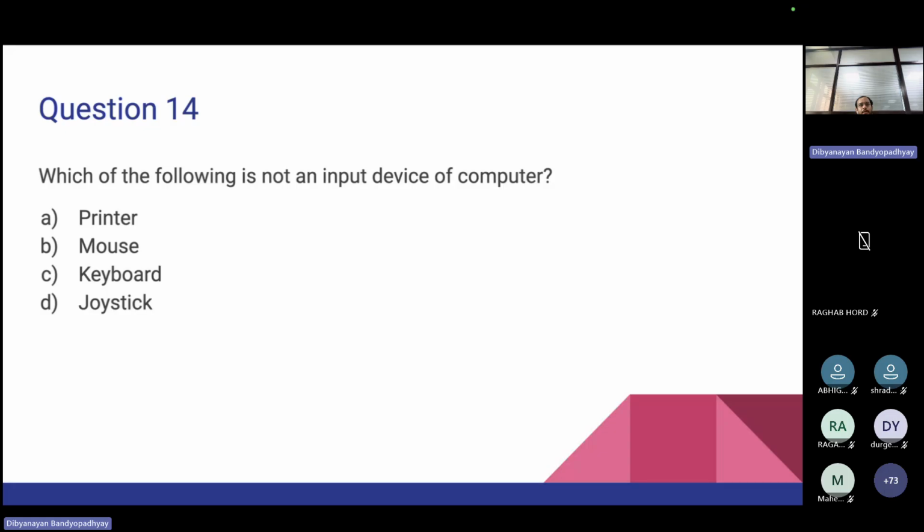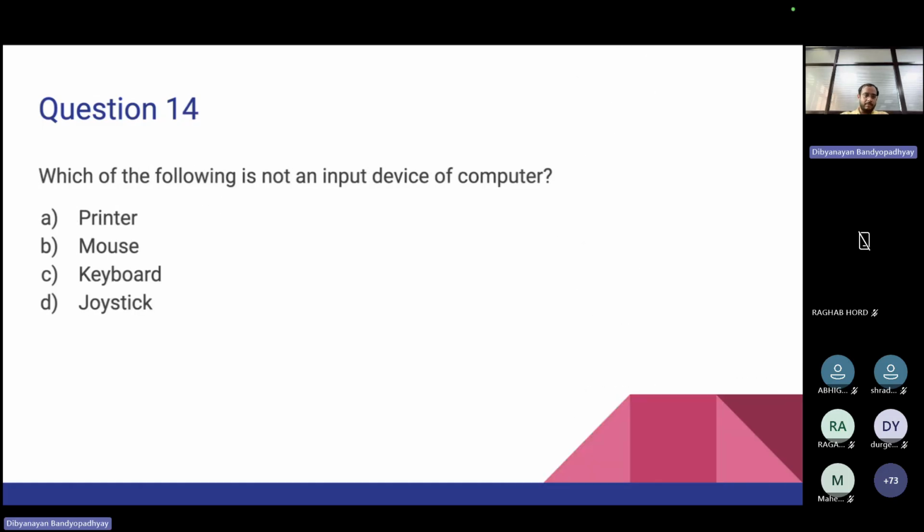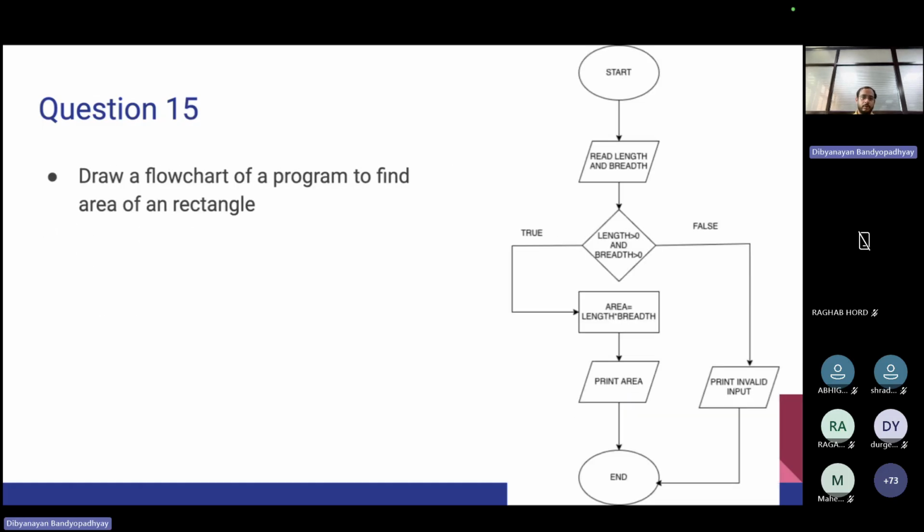What about the monitor? Is it input and output? Output device. And if it is a touch screen, then it is input and output, right? Yes, sir. Okay, so these are very simple things actually. You can skip it. And this is another flow chart.